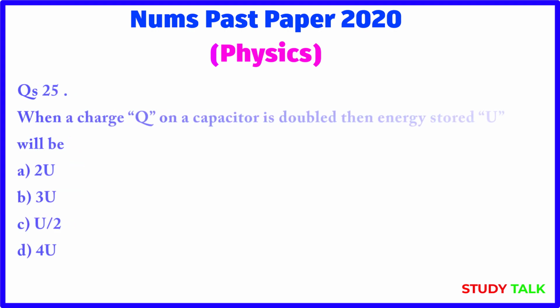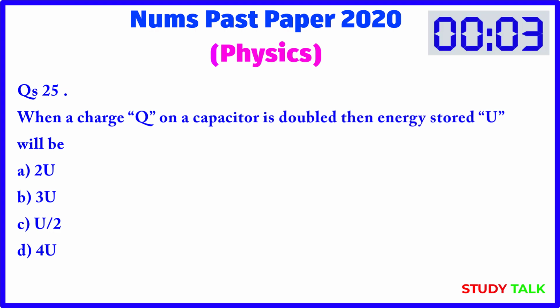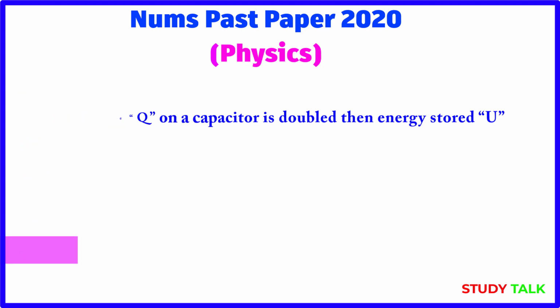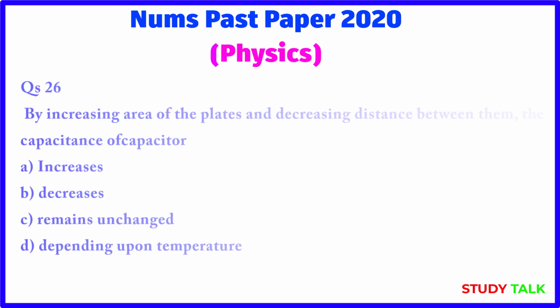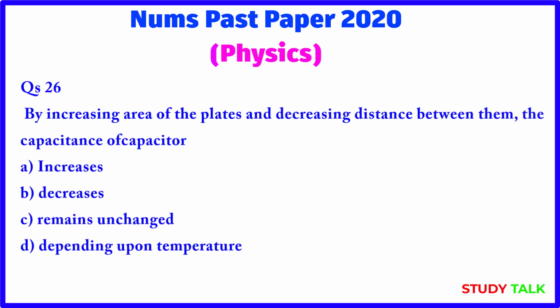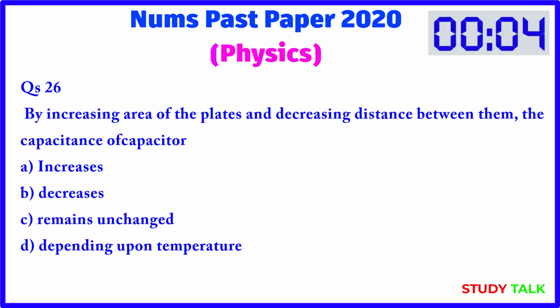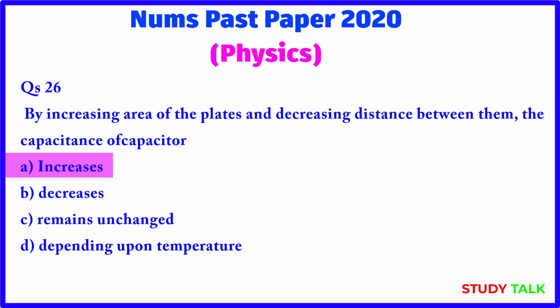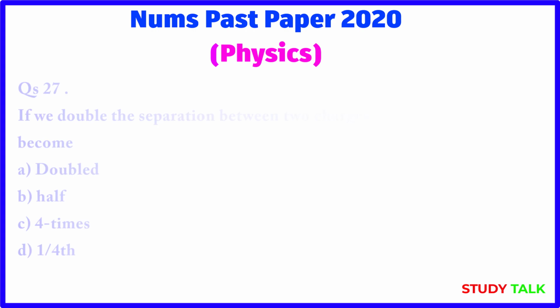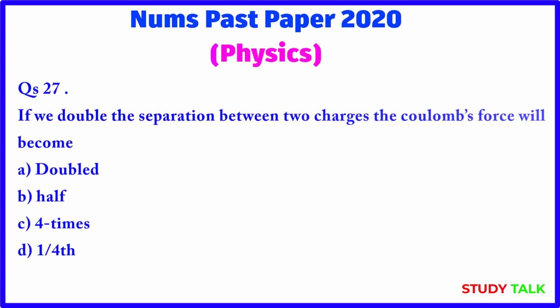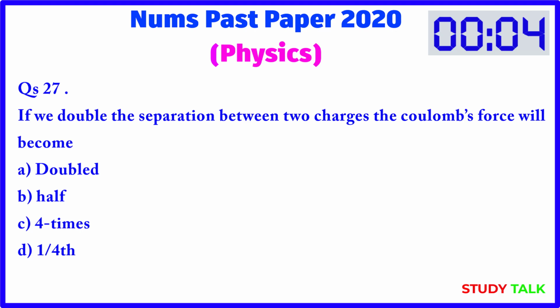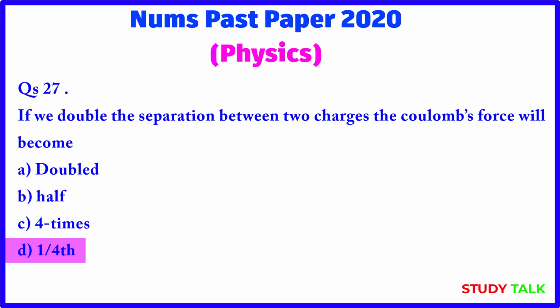When a charge Q on a capacitor is doubled, then energy stored will be four U. By increasing area of the plates and decreasing distance between them, the capacitance of capacitor increases. If we double separation between two charges, the Coulomb force will become one by 4.